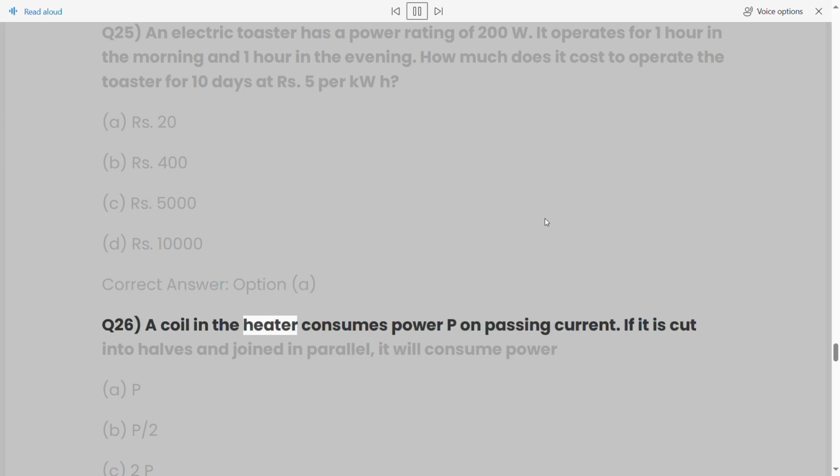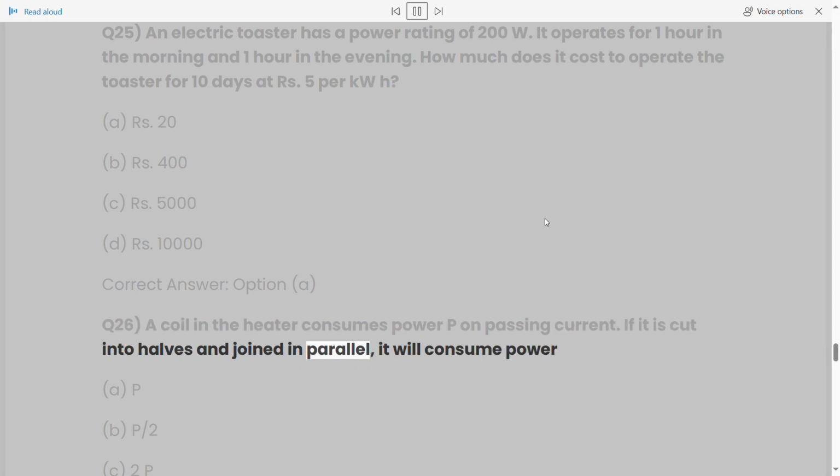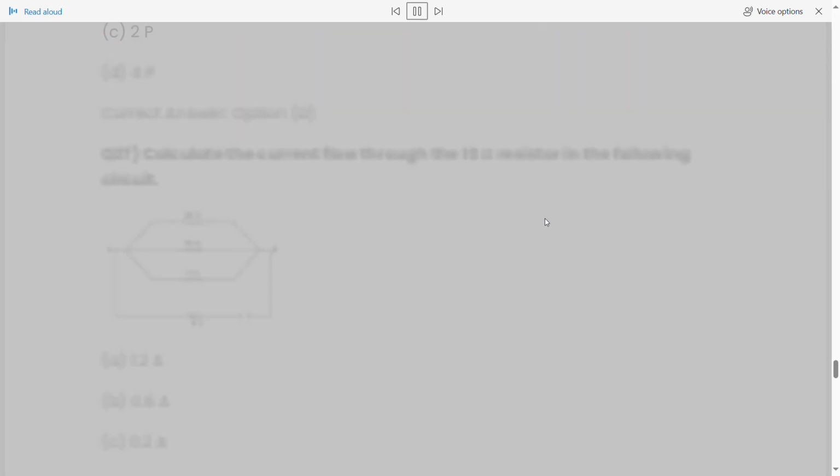Q26. A coil in the heater consumes power P on passing current. If it is cut into halves and joined in parallel, it will consume power A. P, B. P/2, C. 2P, D. 4P. Correct answer option D.